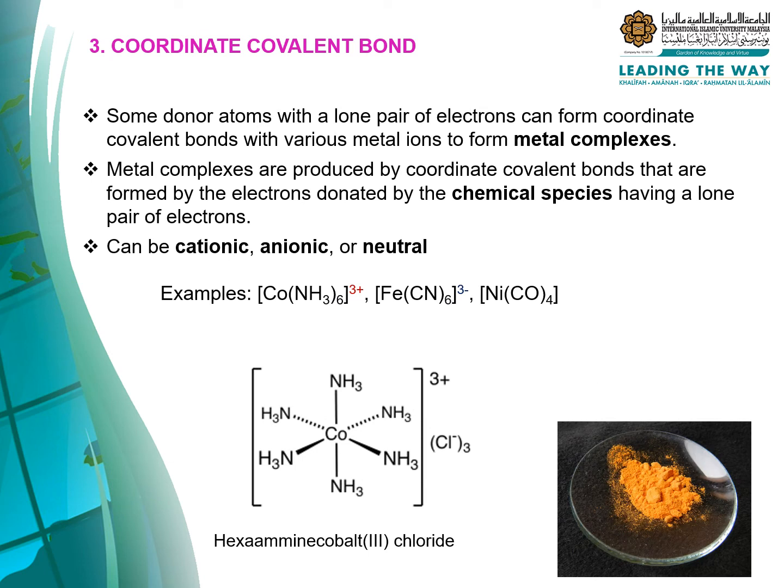Some donor atoms with a lone pair of electrons can form coordinate covalent bonds with various metal ions to form metal complexes. Metal complexes are produced by coordinate covalent bonds formed by electrons donated by the chemical species having a lone pair of electrons. They can be cationic, anionic, and neutral. This is a sample of the cationic, anionic, and neutral complexes. The structure of hexaamminecobalt trichloride.